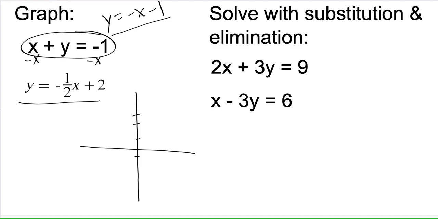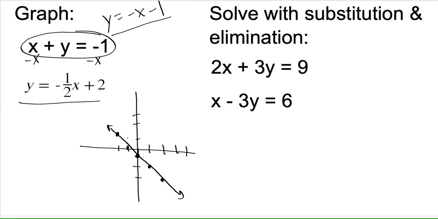Starting at negative 1, we go down 1, right 1, down 1, right 1. And we're going to go up 1, back 1, up 1, back 1, just to keep our pattern going the other way as well. It's a little bit harder since I didn't give myself a graph. And then our second one, I'll do that in red.